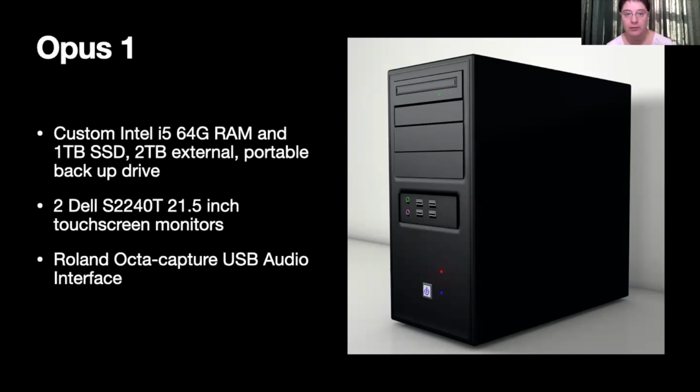So my Hauptwerk organ, Opus 1, I built. My professional background is in computer engineering, so this is a place where I could trade off some of my knowledge for not spending quite so much money. I did build a custom computer of my own. It's an Intel i5 processor with 64 gigabytes of RAM. I did max out the motherboard and bought the best motherboard I could find on the market at that time. Completely maxed out its memory capabilities. I put a 1 terabyte solid state disk drive in it. I chose solid state disk drive because I wanted very high reliability and very high access times, which solid state disks provide. I also chose a 2 terabyte external portable backup drive.